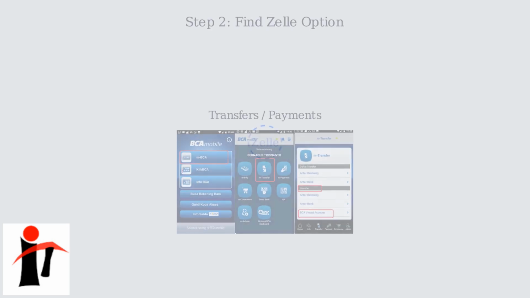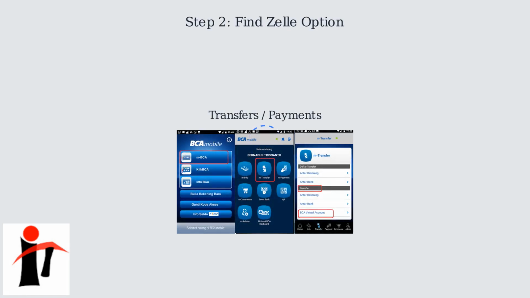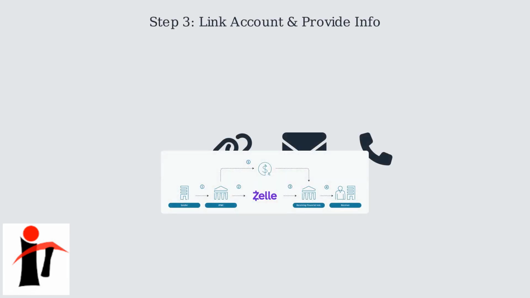Zelle facilitates billions in transactions annually, providing a fast and convenient way to send and receive money directly between bank accounts. To begin enrolling in Zelle, download your bank's mobile app from the App Store and sign in with your account credentials. Once signed in, look for the Zelle option in your bank's app. It's typically located under sections like Transfers or Payments.